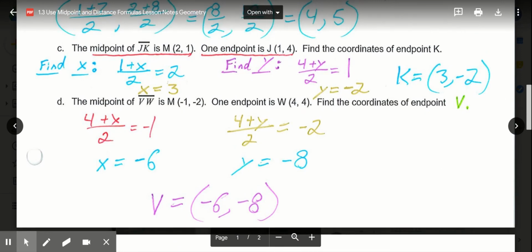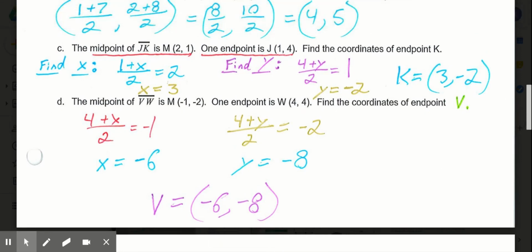Now in C it tells us the midpoint of segment JK is at the coordinates 2, 1. And then they tell us one of the endpoints, which is 1, 4. Now they would like us to find the coordinates of the other endpoint K. So in this case, they give us the midpoint and they give us one endpoint. We need to find the other. So the way we do this is we take the parts of the midpoint formula and work them backwards to find our missing x and y.